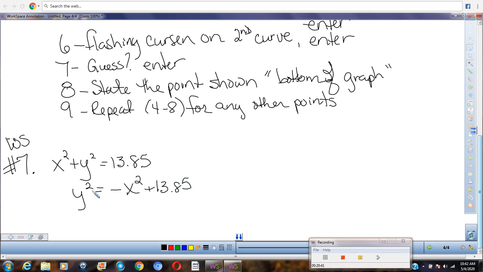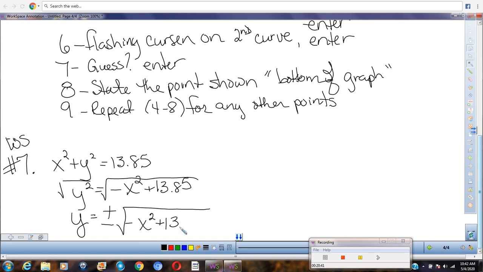Doesn't matter. Now, how do you get rid of the square? You're going to square root both sides. When you square root both sides, y equals positive and a negative square root of negative x squared plus 13.85. All right, so you put y equals the positive one in one line and y equals the negative one in the other line. What that does is the positive is the top half of your circle, the negative is the bottom half of your circle.